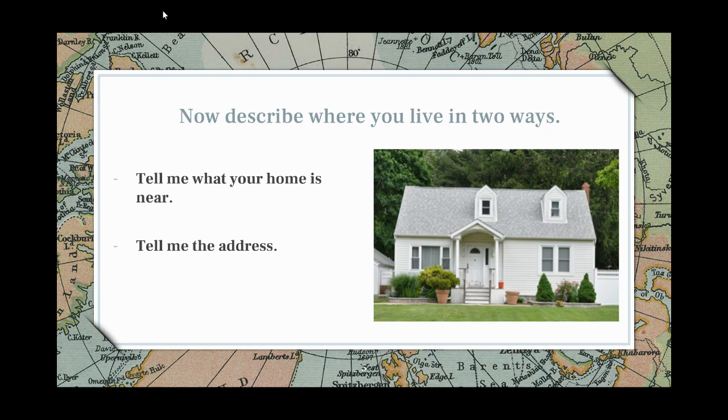The second way that I want you to describe where you live is by telling me your address. So this example is a little more specific. Which one do you think is going to get me to your house faster or easier? If you're giving me directions based on what your home is near, odds are it would be pretty easy for me to get lost. But if you gave me the exact address, I could probably find my way without ending up at the wrong house.